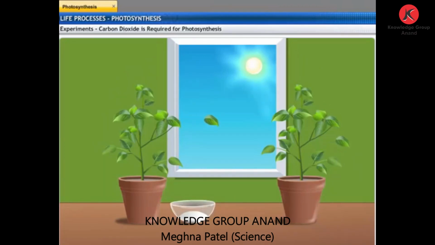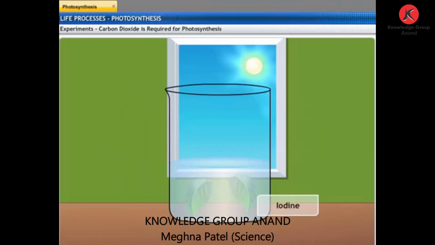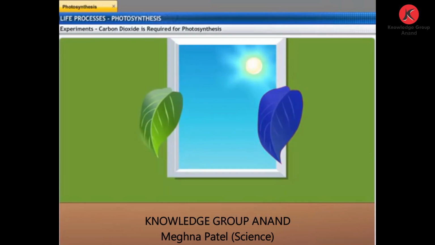Pluck a leaf from each plant and check for the presence of starch using the iodine test. The leaf which was exposed to air turns blue-black. This shows that starch was formed by the process of photosynthesis using carbon dioxide in the bell jar. The leaf from the plant that had potassium hydroxide in the bell jar does not become blue-black. This means photosynthesis did not take place. This was due to the absence of carbon dioxide in the bell jar. This proves that photosynthesis cannot take place without carbon dioxide.